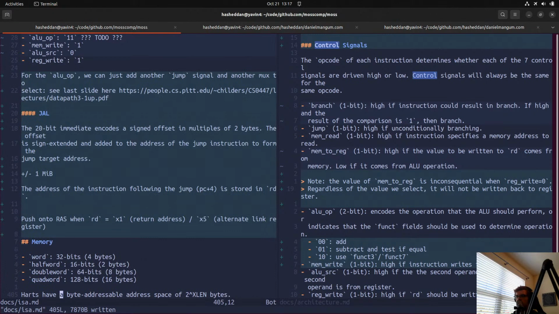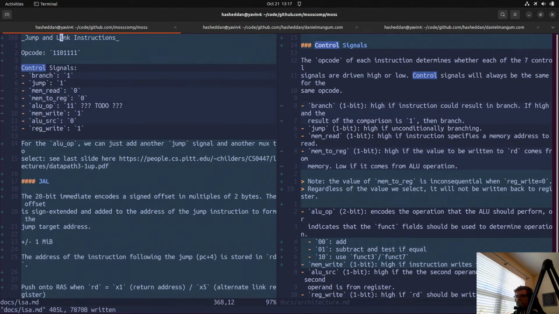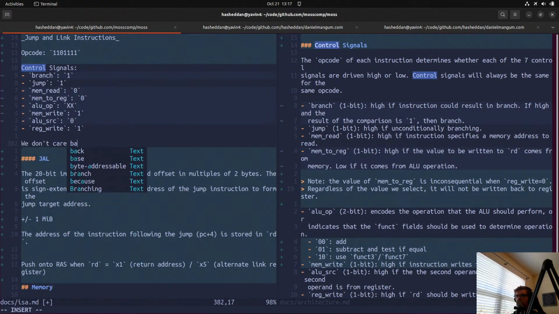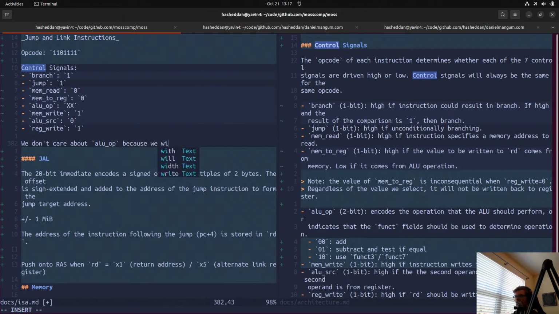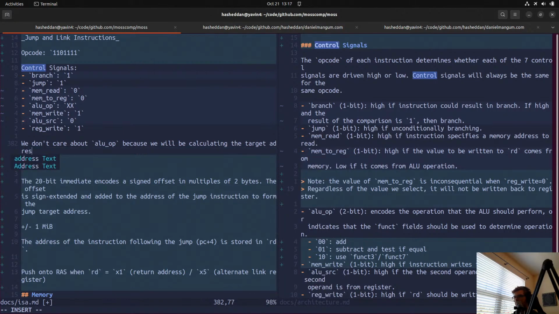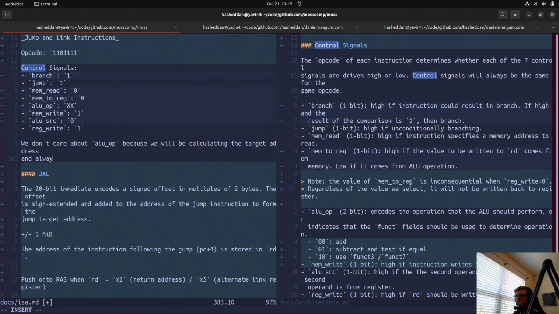And I think that we didn't do jump and link register yet. Yeah, and then here is where I noted it. I'm going to move this. So ALU op is actually a don't care, essentially. I'll note that down. We don't care about the ALU and always branching.